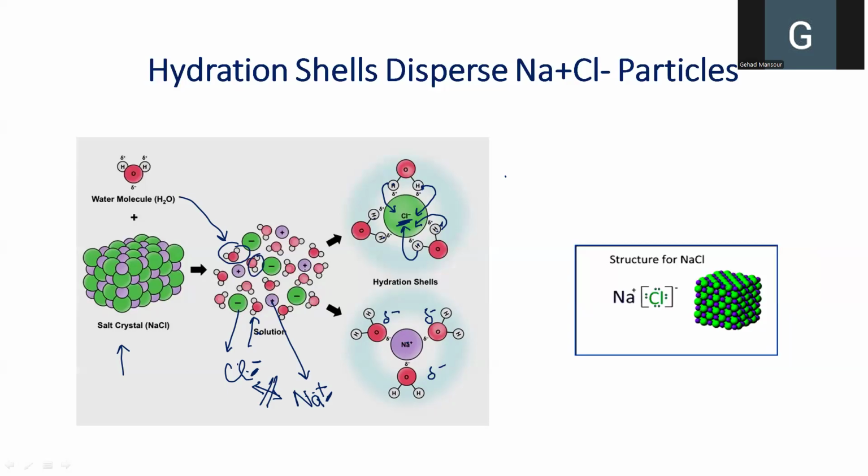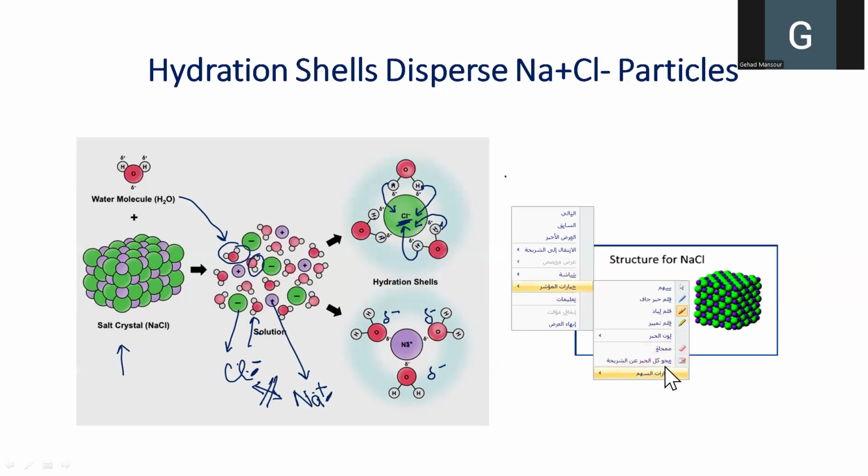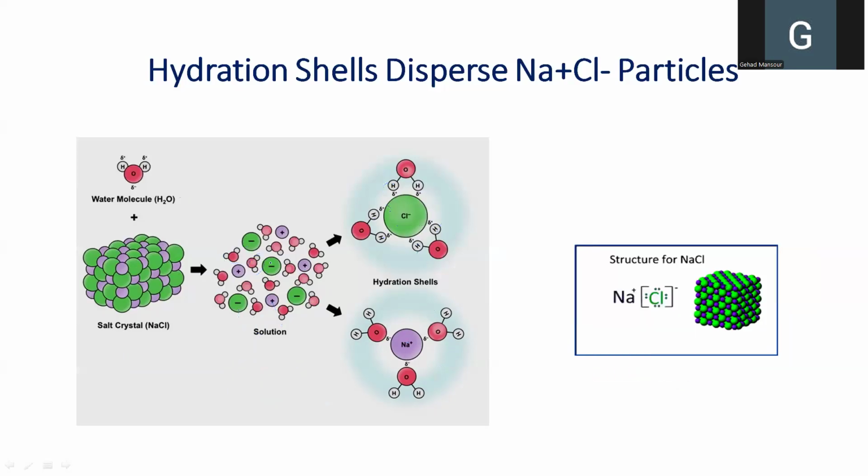And if you focus on the diagram to the left where we display the dispersion of sodium chloride between the water molecules, you will always see that the hydrogen atoms are towards chloride, whereas the oxygen atoms are towards sodium. So this is what we call dissolution or dispersion of sodium chloride particles. What helped dispersion is hydration.